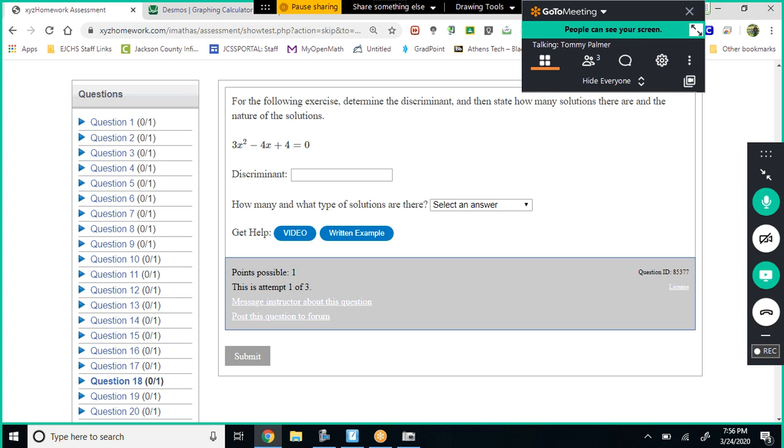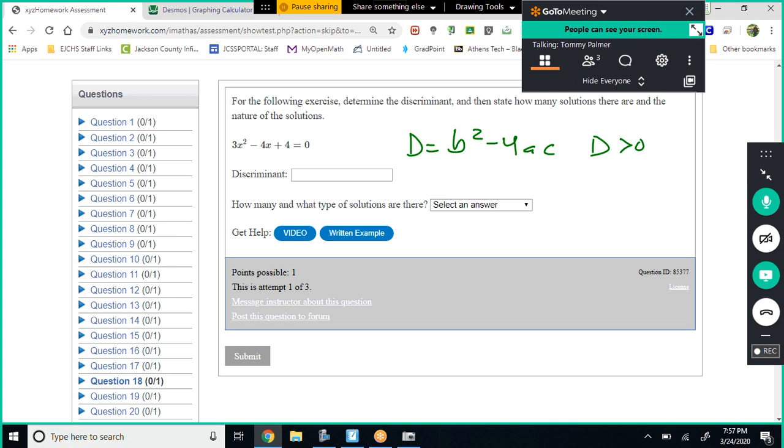What that tells you is if it's a positive number, then it's going to cross the x-axis twice, right? If it's equal to 0, then the vertex of that quadratic is sitting on the x-axis. And if it's a negative number, then you know you're imaginary, which means it will not cross the x-axis. So that's what the b squared minus 4ac is, the discriminant. That's what it tells you.